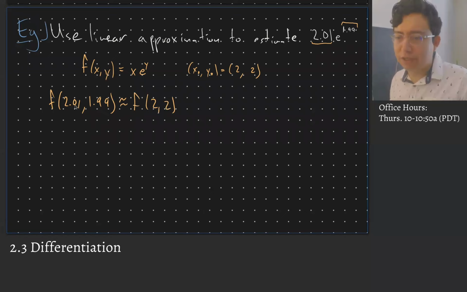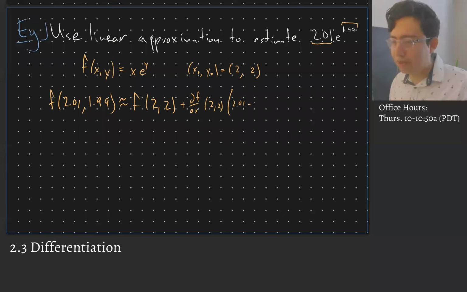We only changed the numbers 2 and 2 by a little bit on each coordinate, so it's going to be pretty close to this number, but we have to add in some error terms. The error terms here are going to be the partial of f with respect to x plugged in at 2, 2, times 2.01 minus 2. And then we're going to add to this the partial of f with respect to y plugged in at 2, 2, times 1.99 minus 2.